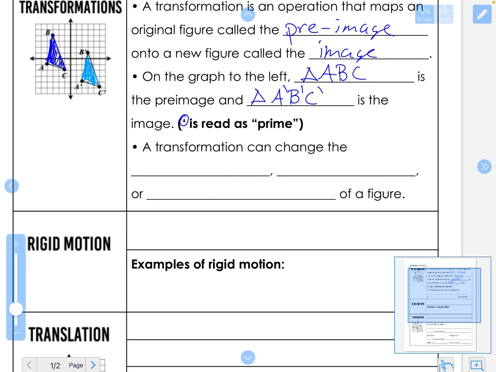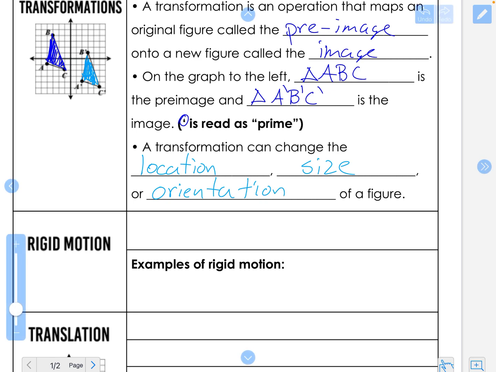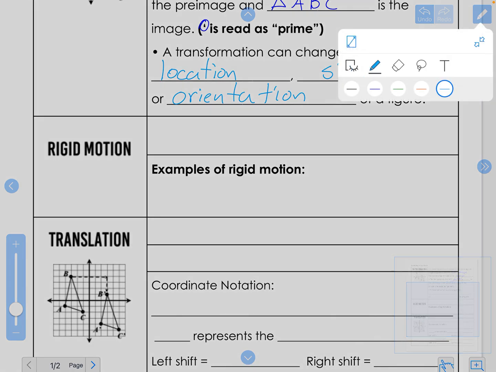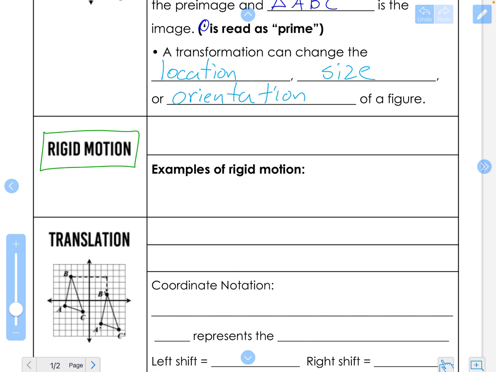So a transformation can change the location, which is what happened on the image above. It can change the size of the image, or it can change the orientation of the image. So we have two different types of transformations, and we categorize them into rigid motions and non-rigid motions. Primarily we're going to look at rigid motions.